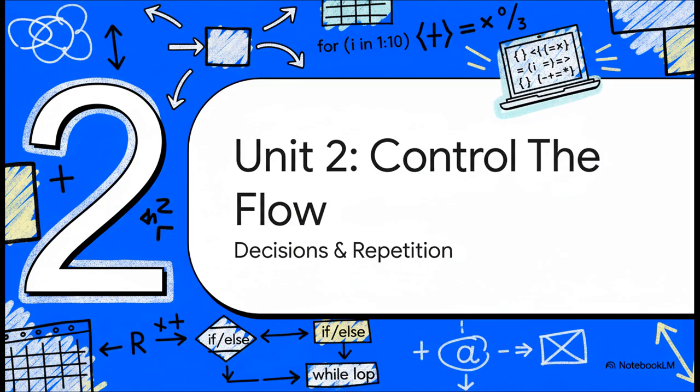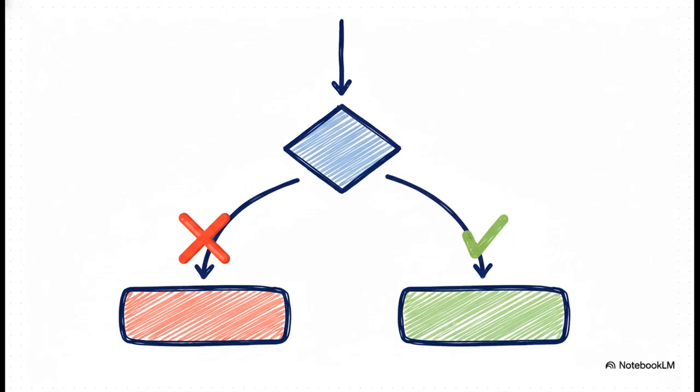Okay, so we've got our data stored. Now what? Let's get into Unit 2, which is all about making R actually do stuff. We're going to talk about controlling the flow, how to make decisions, and how to repeat actions without writing the same code 100 times. The most basic way to make a decision in your code is with an if-else statement.